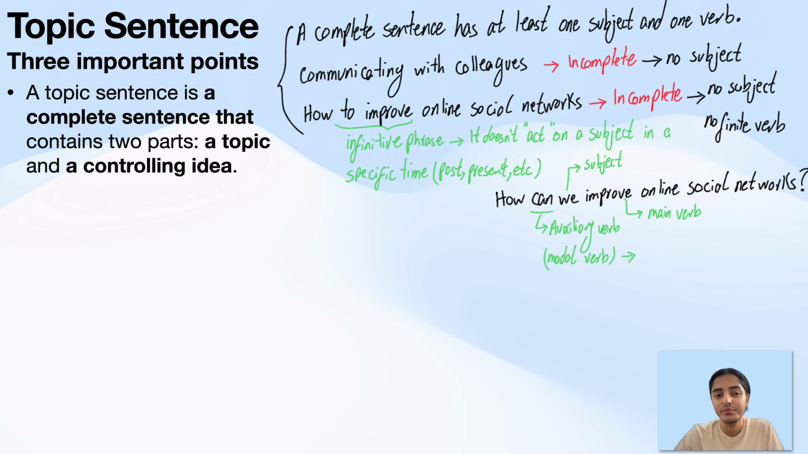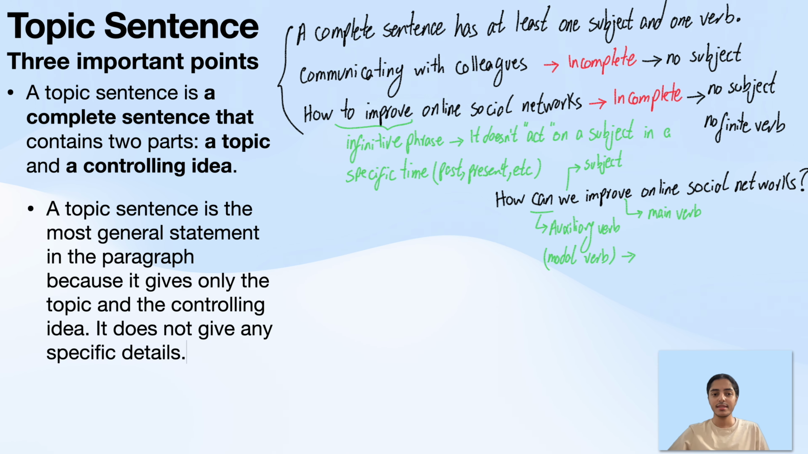How can we improve that? How can we improve online social networks? By adding an auxiliary verb or a modal verb, and also a subject, we, then followed by the main verb, we completed this question. So now this could be a topic sentence because it is a complete sentence. So the topic is online social networks, and the controlling idea is improvement of those online social networks.